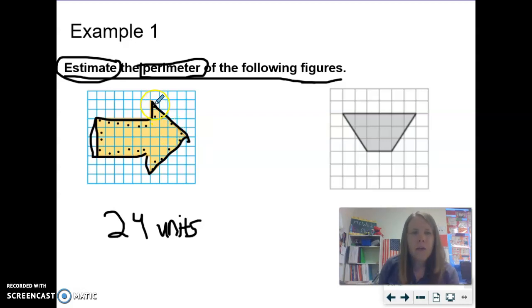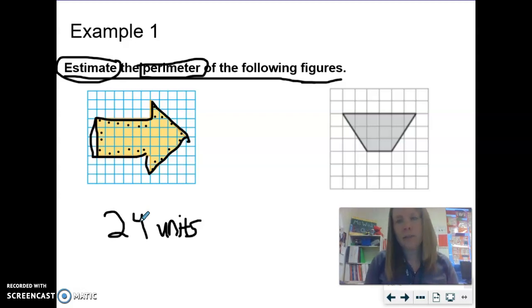Okay. Another way, though, I could have decided on this is these diagonals can be about 1.5. So in that sense, 2 of these would make 3, 2 of these would make 6. So I could say that this side is 6. So maybe you got an answer that is 28. And that's fine as well. Okay. Again, it's an estimate.